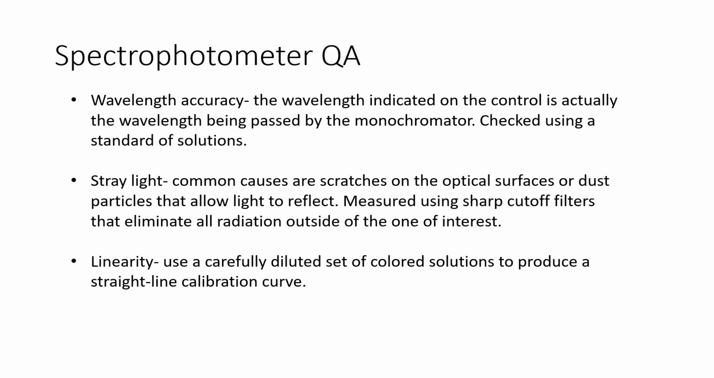Stray light. Common causes are scratches on the optical surfaces or dust particles that allow light to reflect. It's measured using sharp cutoff filters that eliminate all radiation outside of the one of interest. And linearity. Use a carefully diluted set of colored solutions to produce a straight line calibration curve, and that can test linearity.